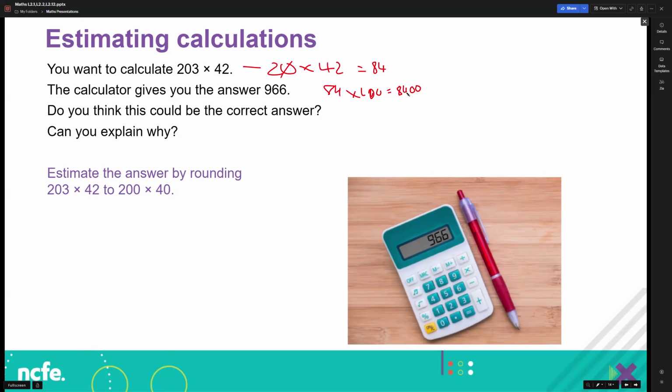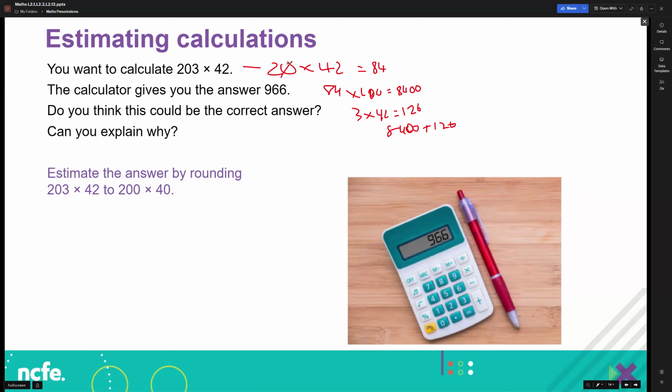Now that I've got 8400, I need to add back on this 3, right? Because I got rid of this 3. So I would do 3 times by 42, which is, well, 2 is 84. So add one more again, and that's 126. And then I do 8400 plus 126.